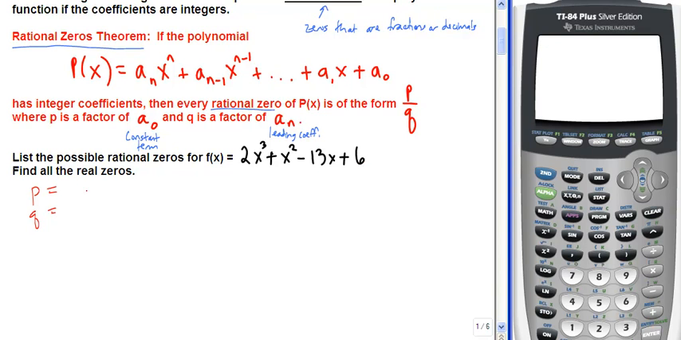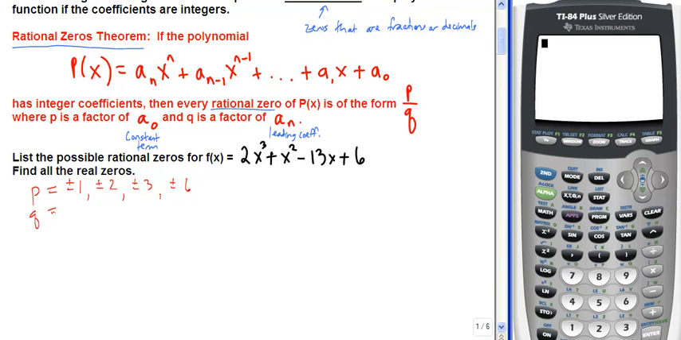So we want to make a list of all the factors of 6, all the numbers that divide evenly into 6. So that could be 1, that could be 2, that could be 3, or that could be 6. And I'm going to put plus or minus signs in front of all of these so that we include both possibilities. So the factors of 6: plus or minus 1, 2, 3, and 6.